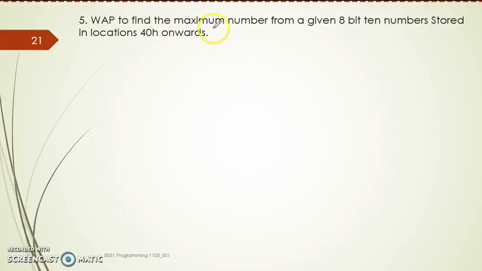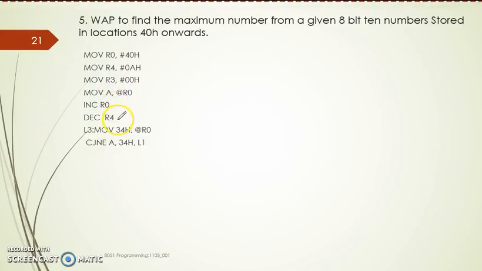Write a program to find the maximum number from a given 8-bit 10 numbers stored in locations 40H onwards. So the starting address is loaded into R0. There are 10 numbers, so the count is stored in R4, and we need to find the maximum number, so we are initializing R3 with 00H. The first value is loaded into A, increment the pointer and decrement the count.